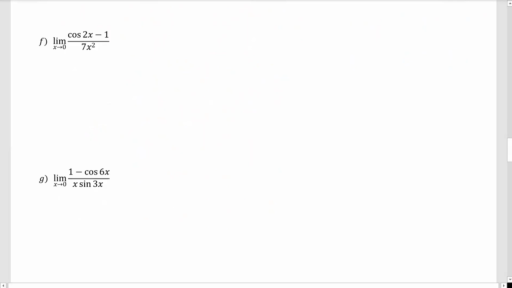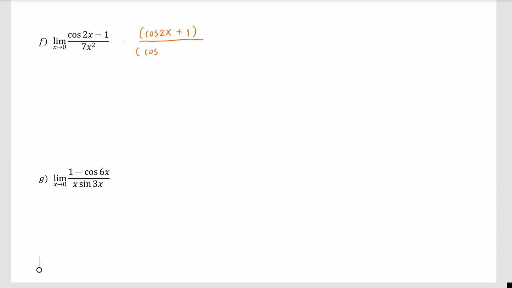Alright, next. When you have cosine something minus 1, so cosine 0 is 1, 1 minus 1 is 0, so you have 0 over 0 here. But whenever you see cosine something minus 1, think about the conjugates, because it will help us to change to, in terms of sine, okay?